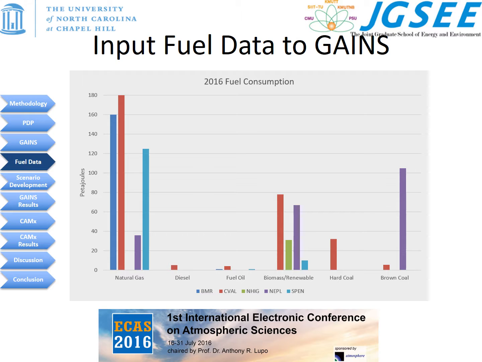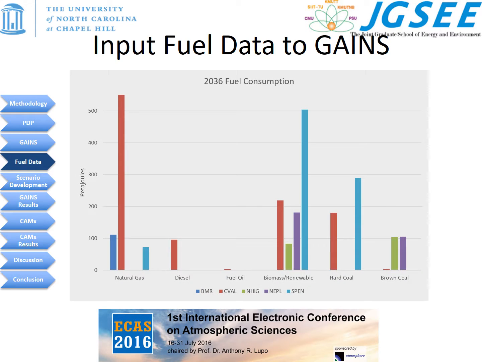In 2036, however, you can see a notable increase in coal as well as substantial decreases in natural gas as per the PDP's projections. In total, an additional 1,300 petajoules are added. Notable changes associated with hard coal and brown coal include large increases in the Central Valley and the South as well as the Northern Highlands.